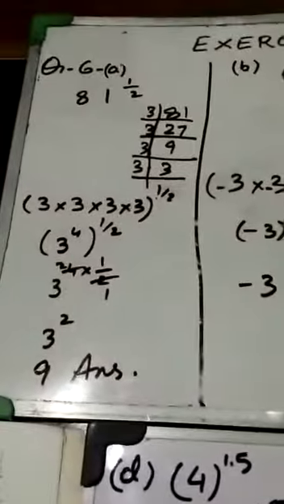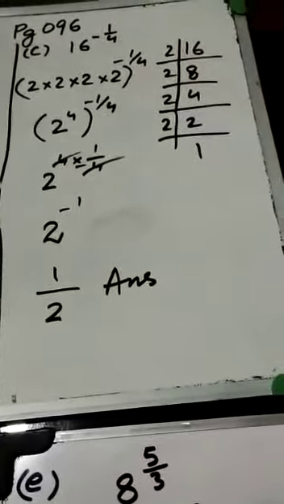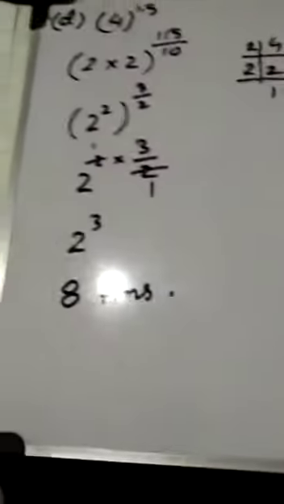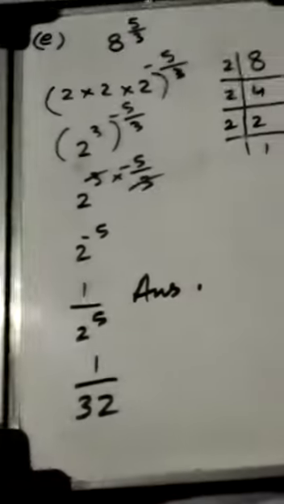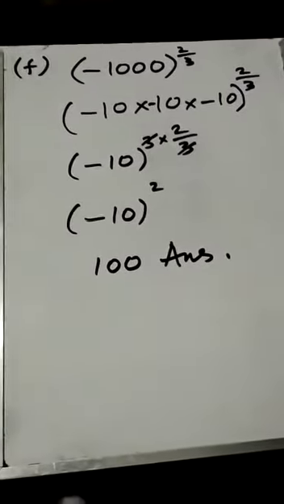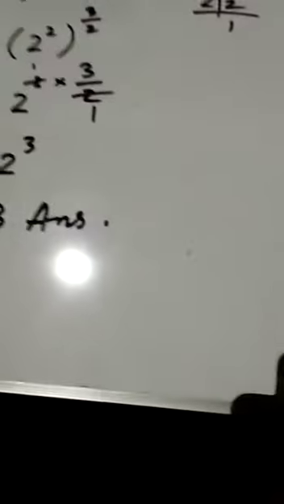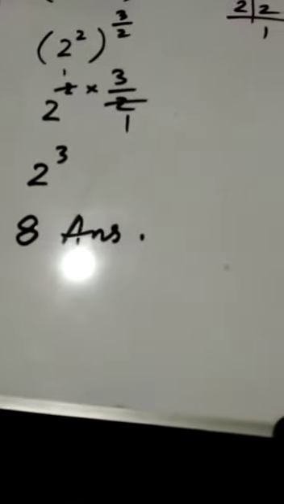Now this was its A part, this is its B part, this is C part, this is D part, and this is E part, and this is the F part, which we did last. I hope you have understood these concepts.